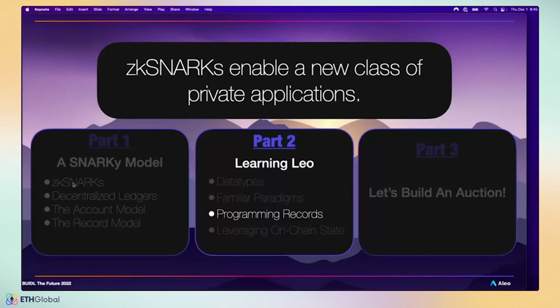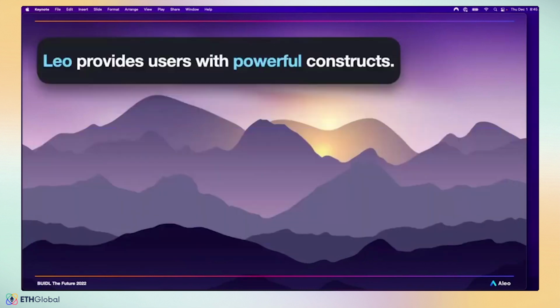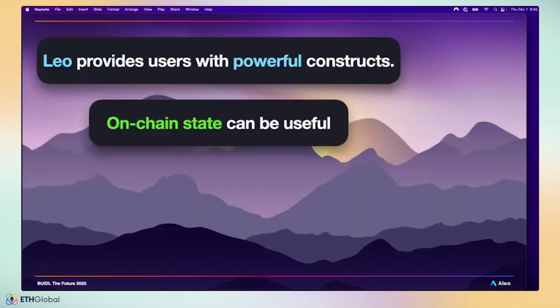But we're gonna sort of backtrack a little bit. So earlier in the presentation, we talked about how the account model was bad, why it leaks privacy, why it's bad for concurrency. But actually, in certain applications, having public or global state, this account-based model, can actually be useful. So on-chain state, on-chain execution is actually sometimes a good thing, sometimes a desirable thing.